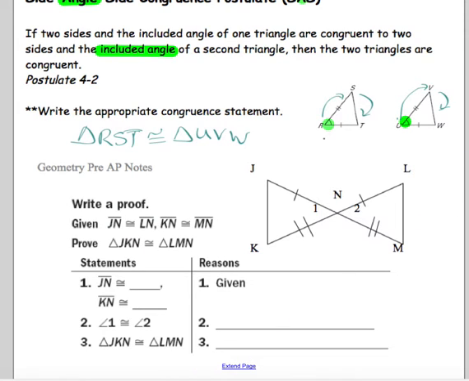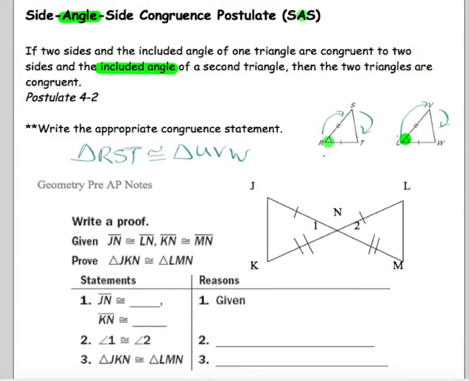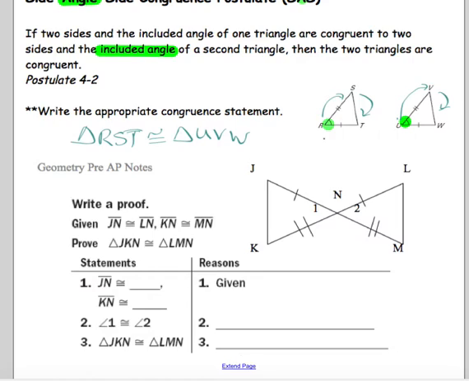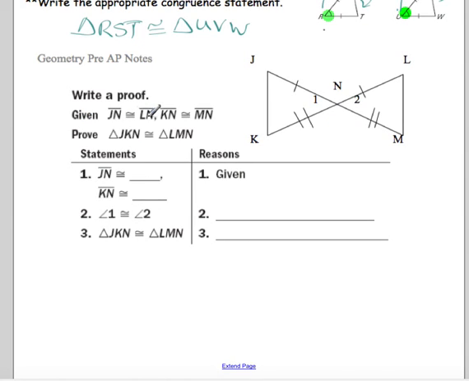Here's going to be a proof, and with these notes we kind of know this one's going to be a side angle side proof, just to demonstrate how you might use it. It says JN congruent to LN, and they've already marked that in the picture here. So again, I like to look at the picture, make my plan before I go to my proof. KN is congruent to MN, and they've marked it.